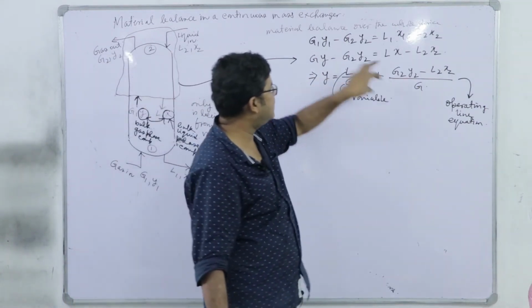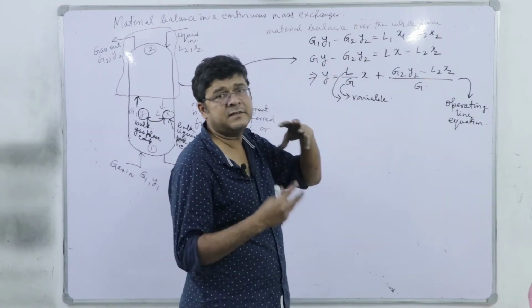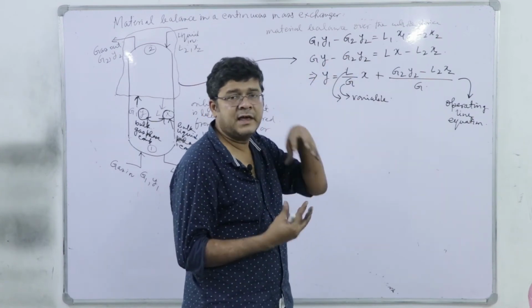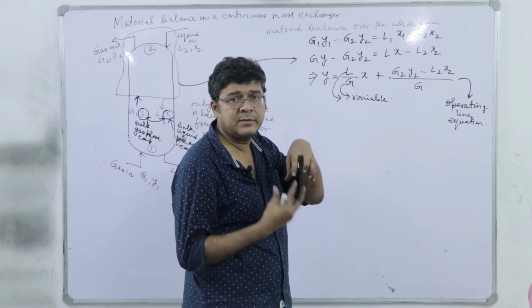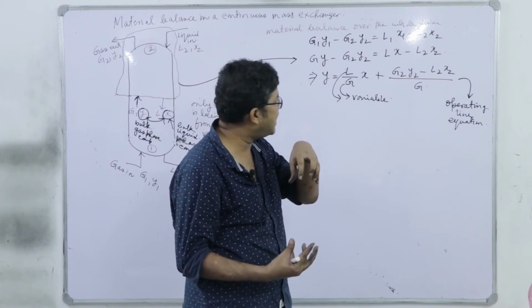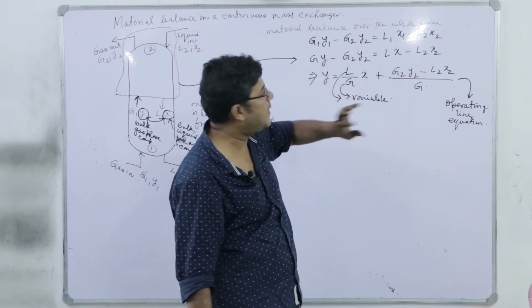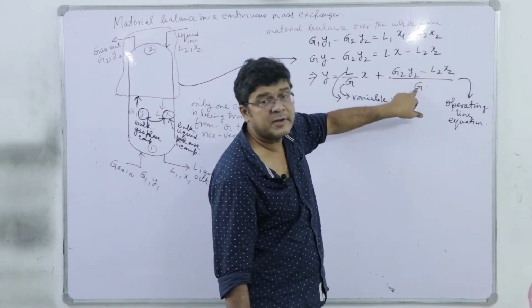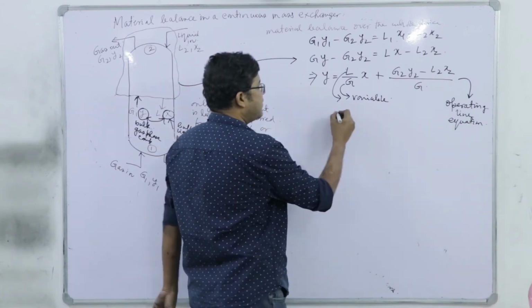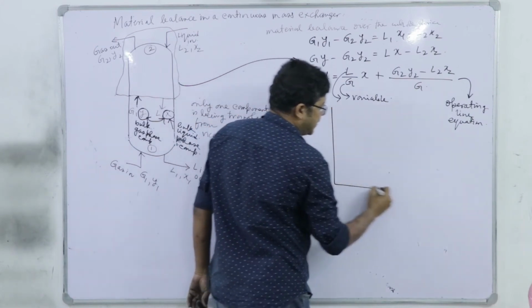And the slope of this operating line is always, for all cases, the flow rate of the liquid to the flow rate of the gas. It's a ratio, right? That is the slope of this operating line. And here it is a variable slope. The intercept is also variable because G is variable. So this will give rise to a nonlinear operating line.